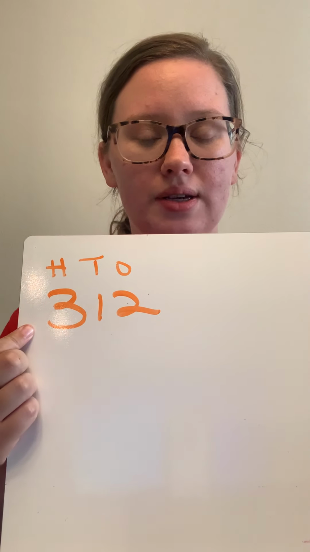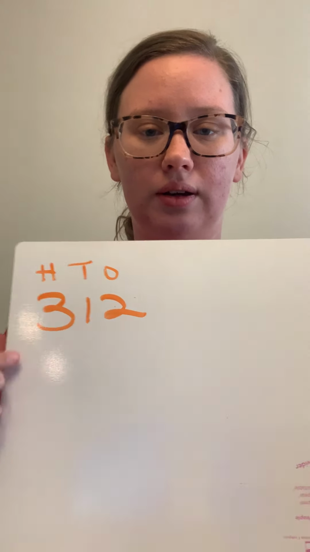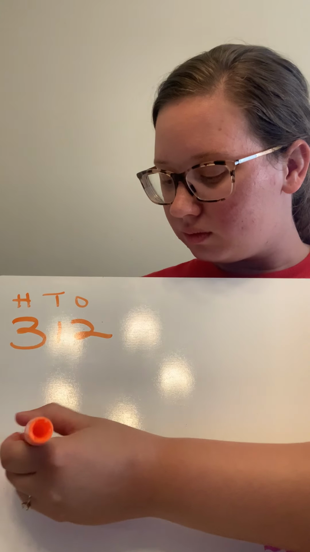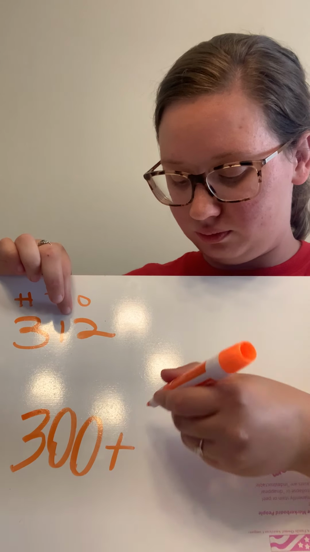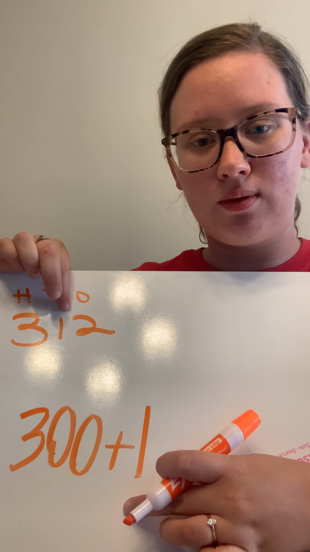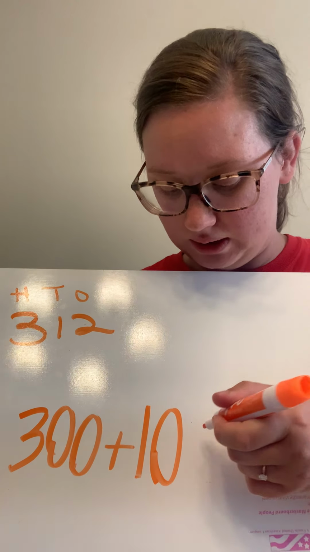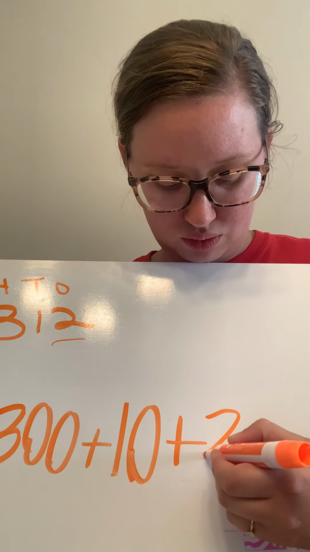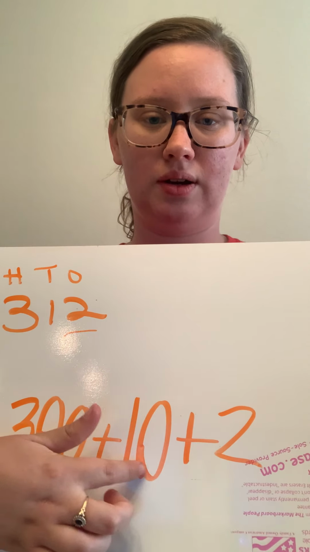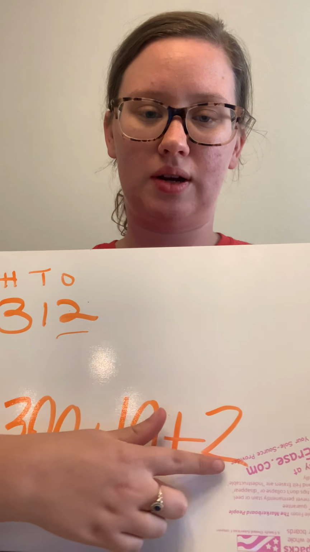I'm going to do one more just in case. Number 2 is 312. I'm going to label my ones, tens, and my hundreds. So our hundreds place is represented with 2 zeros behind it. So we have 300 plus my tens. I have 10. Remember, this is just represented by 1, so we need to add our 0 behind it. And our ones place has a 2. 312. 300, 10, and 2 ones.